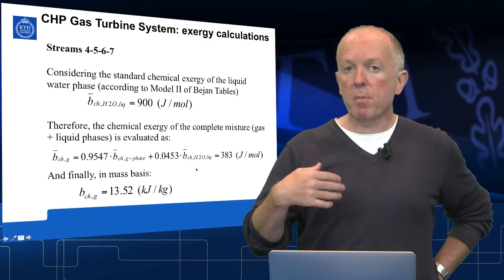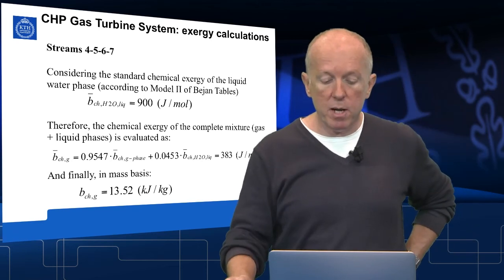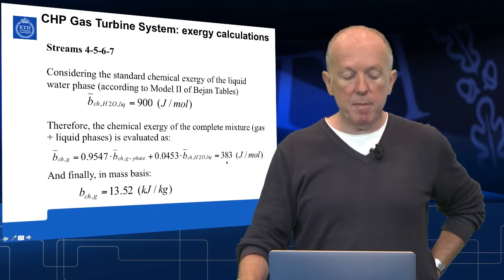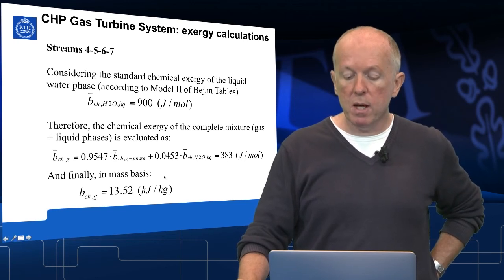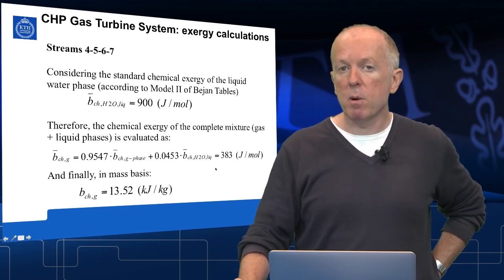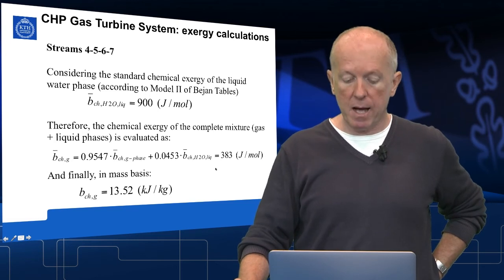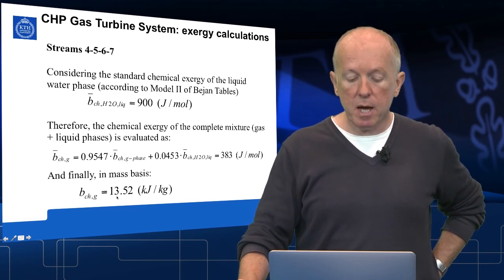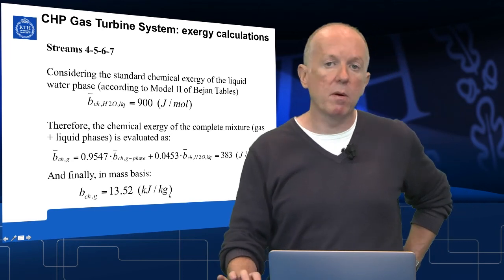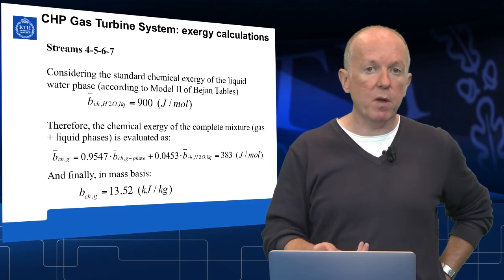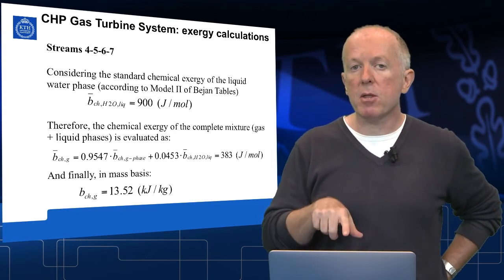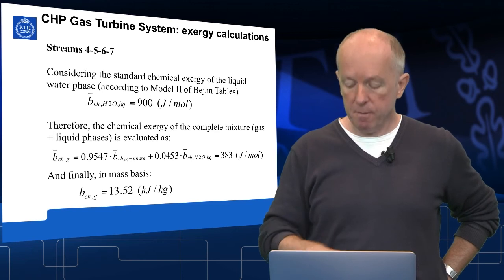Finally, I can obtain it on a mass basis. I have only to divide the chemical exergy in moles, so joule per mole, by the molar mass of this stream of exhaust gases. And dividing this, I obtain the value of 13.52 kilojoule per kilogram. So this is the final result of this long calculation. I can say it is most difficult to calculate the chemical exergy of this stream of gases.